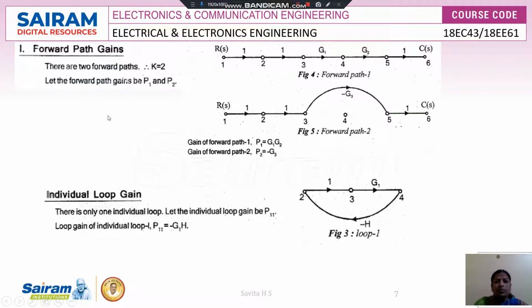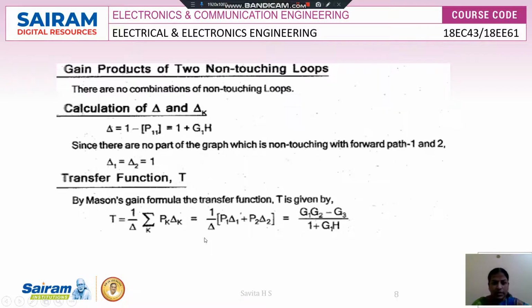Now the forward paths in the diagram are: the first forward path G1, G2 and the second forward path minus G3. So I'll write it here, P1 is equal to G1 G2, P2 is equal to minus G3, because two forward paths means k value is 2. For the individual loop gains, there is only one loop gain, that is 1 into G1 into minus H1. So P11 is equal to minus G1 into H1.